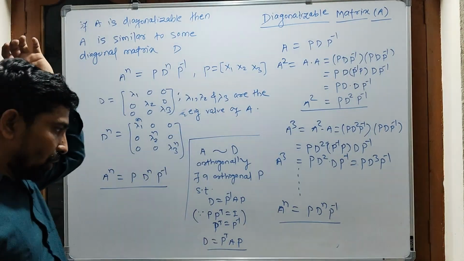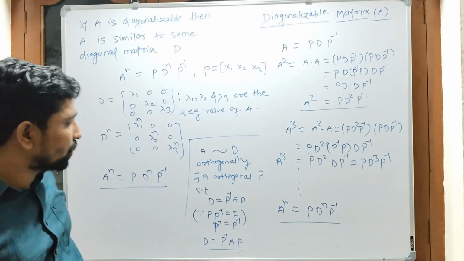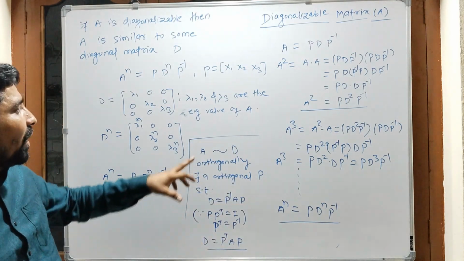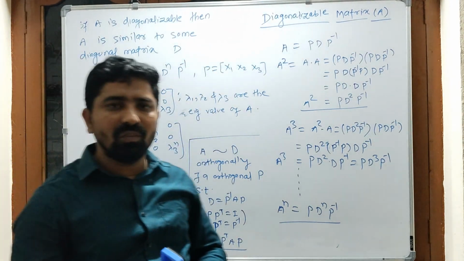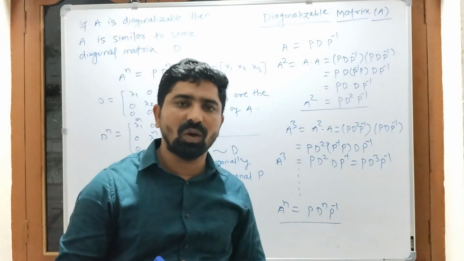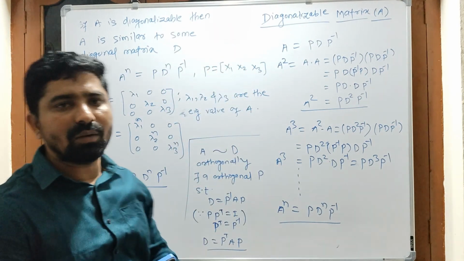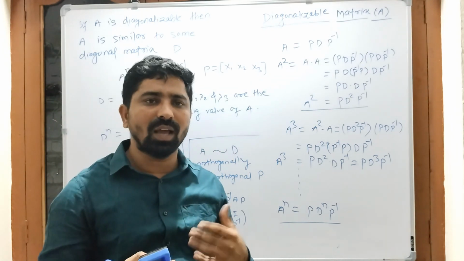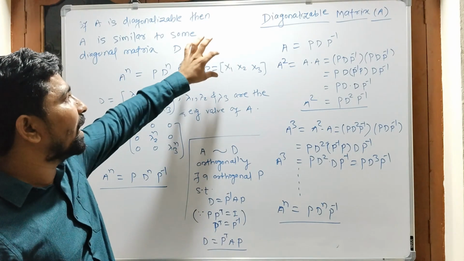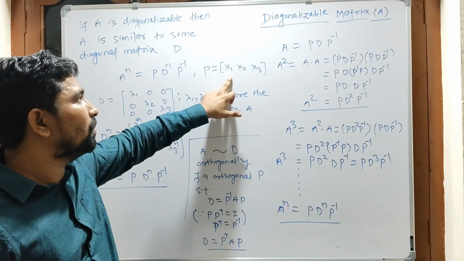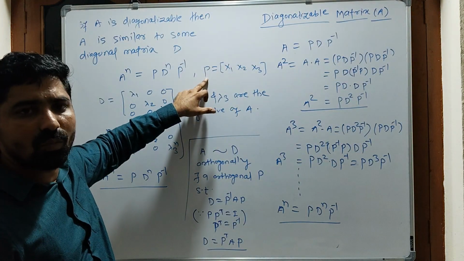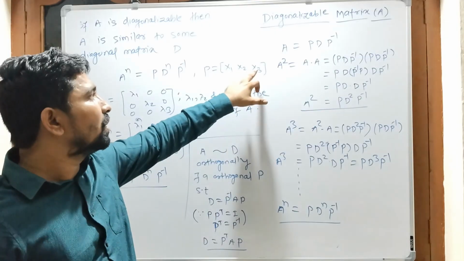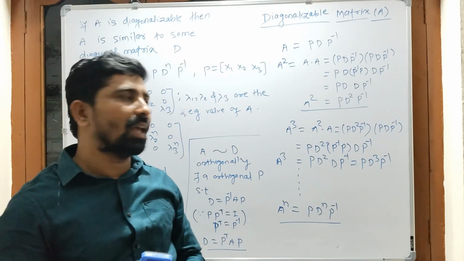So for example, if they ask about orthogonally similar, first they will give one matrix A of order 3 cross 3, for example. Corresponding to that matrix you have to find the eigenvalues. Corresponding to each eigenvalue you have to find the eigenvector. By using those eigenvectors, the first eigenvector is the first column of your matrix P, that is your model matrix. The second column of your model matrix is the second eigenvector. The third column of your model matrix is the third eigenvector.